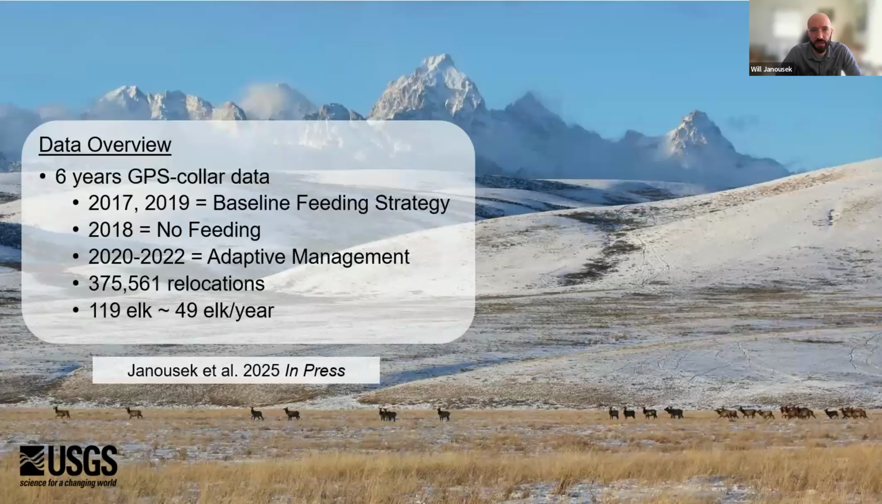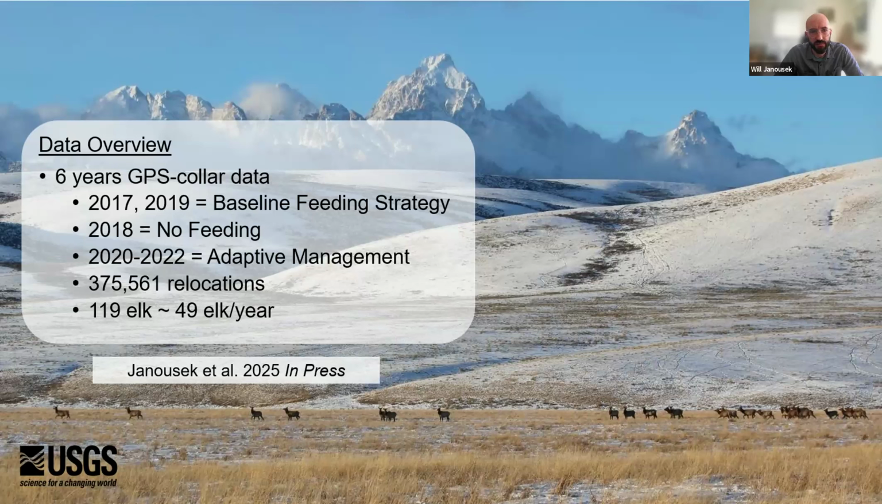So I'm going to briefly touch on a study that uses 6 years of GPS collar data. 2 years, 2017 and 2019, follow the baseline feeding strategy on the refuge. This is a strategy where they use certain thresholds of forage availability to determine when to begin and end feeding. That's the typical process they've used over the last few decades. In 2018, though, there was no feeding on the refuge. That was a year of particularly low severity winter, and the conditions on the ground never met the thresholds to begin feeding. So we have a little bit of a natural experimental condition, even though that wasn't the purpose of that decision in the first place.